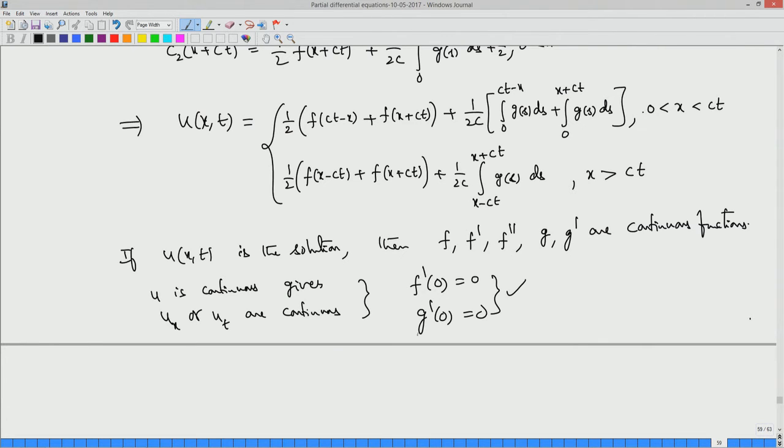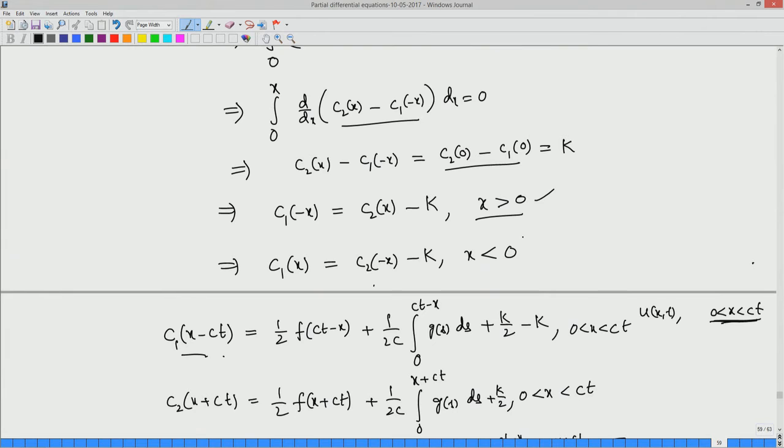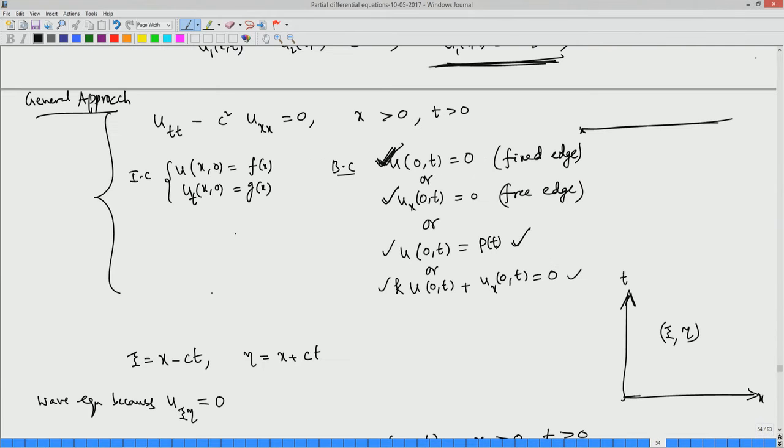So, by the initial data, and here also by just substituting this, if this has to be a solution, necessarily the initial data, that is the f and g functions, should satisfy this, along with the differentiability and continuity of these functions f and g. This is how you can construct your solution when the boundary data is given like this, and the boundary data is free edge. When the boundary data is one of these other edges, okay, your approach is the same. You first apply the initial data, get your C1 x and C2 x.